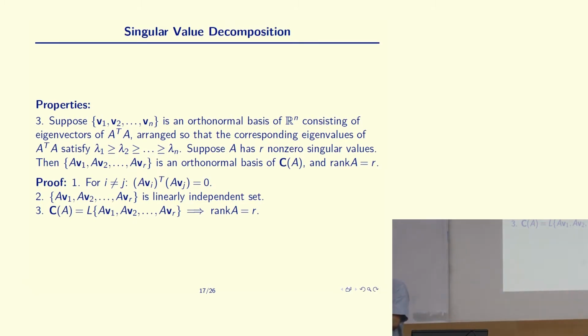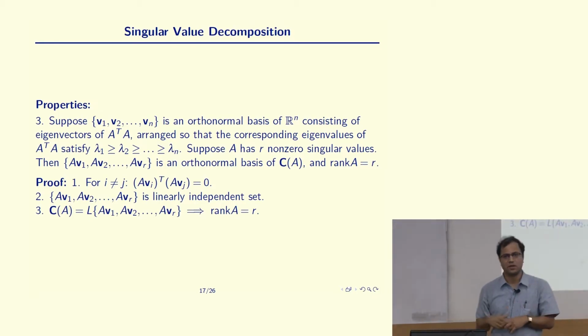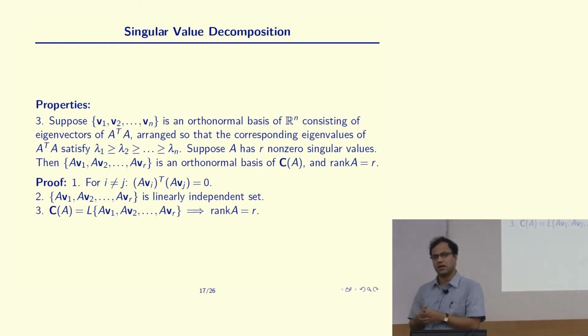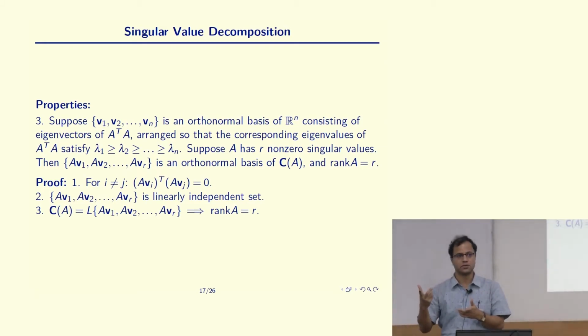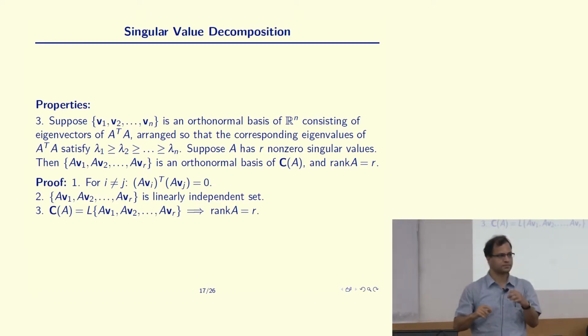You take any two vectors from this set and multiply them, the inner product or the dot product, and you see that the dot product is 0, so they are orthonormal. Now the next thing is to prove that this is a basis of the column space. What do we need to show? Two properties: linearly independent, and it is also spanning the column space.